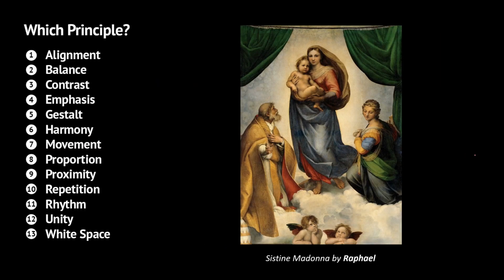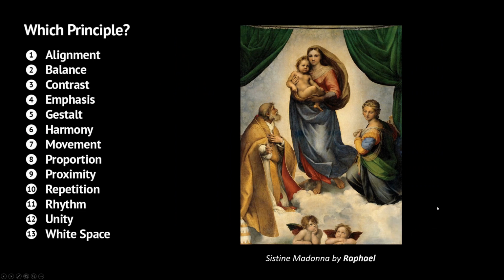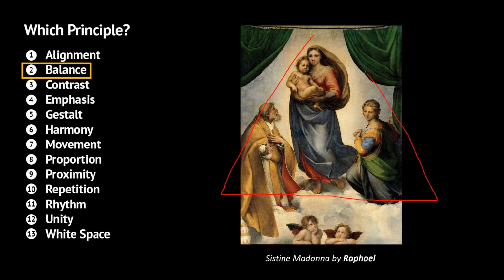The next image is a painting, The Sistine Madonna by Raphael, the great Renaissance artist. Which principle is best represented in this image? Alright, to me, the principle that's best represented here out of the list would be balance. As you can see, the image, while not perfectly symmetrical, is very balanced. It is not lopsided to a particular side.